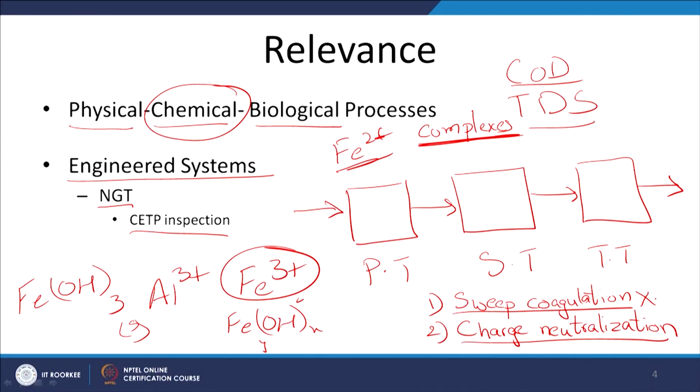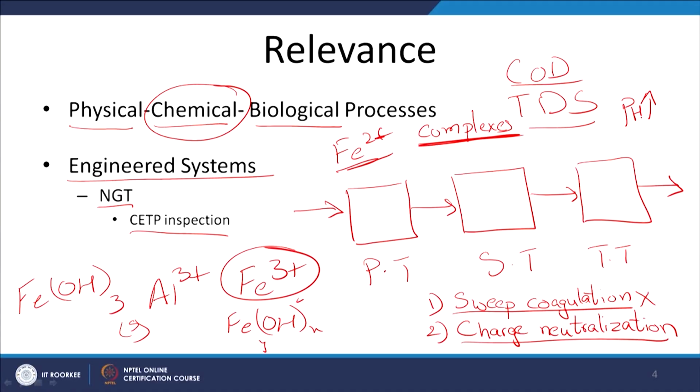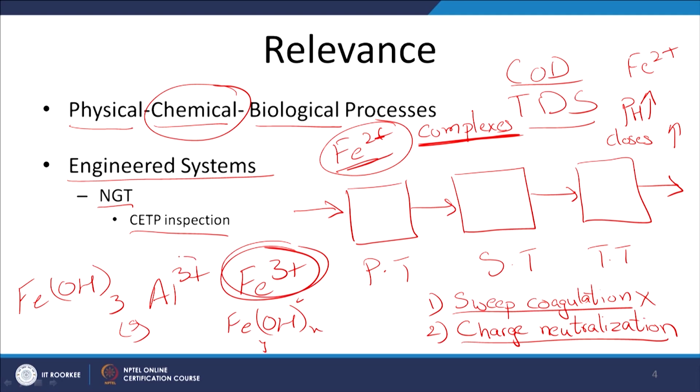So, your charge neutralization can be affected there, and more specifically you will not have sweep coagulation because Fe2+ does not precipitate out at most pH and most doses. You need relatively high pH, very high pH, and very high doses of Fe2+ to get an efficient coagulation and flocculation mechanism. But why is the industry using that? Because the source of Fe2+ is cheaper than Fe3+ and Al3+.